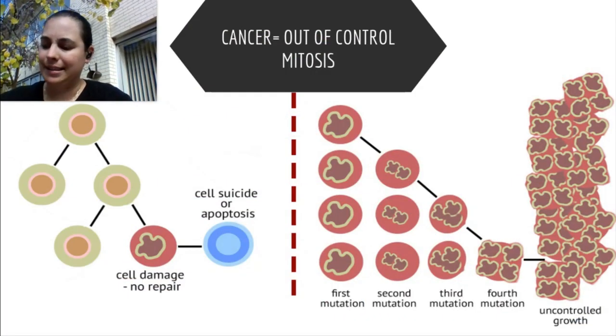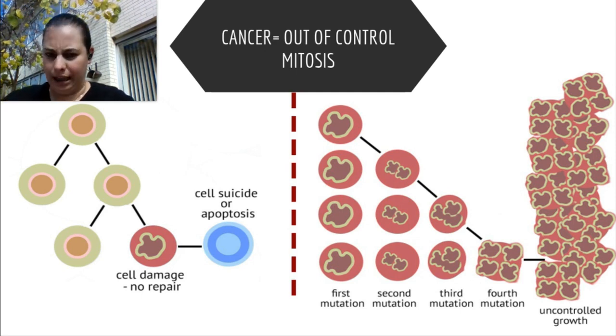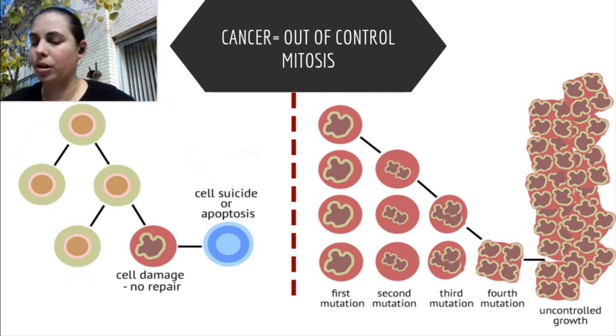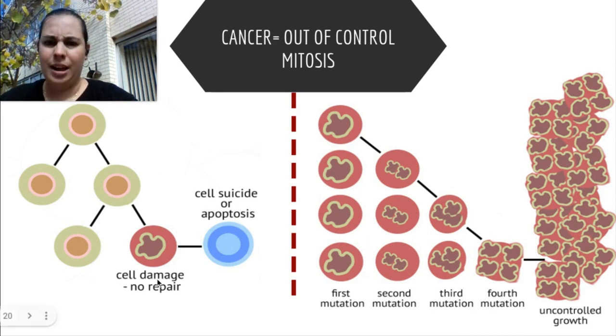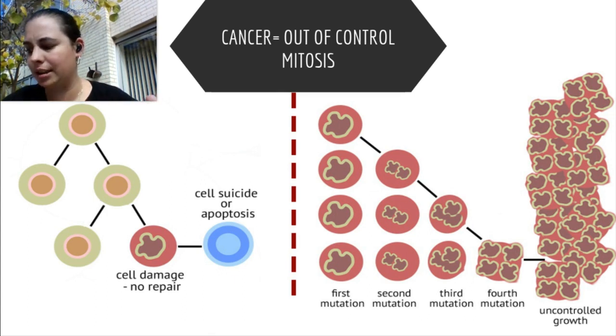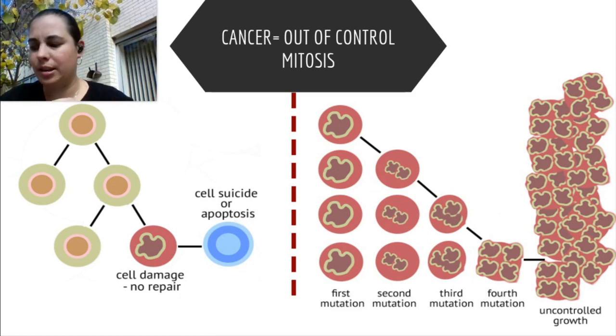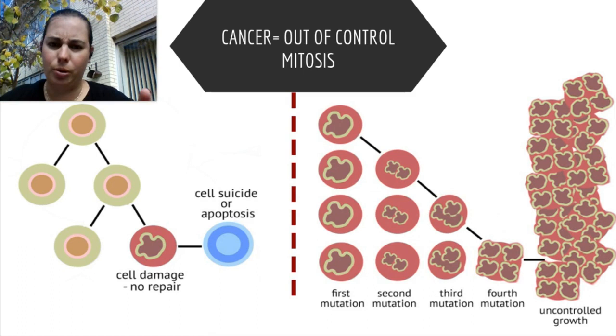Now, when mitosis doesn't go correctly, that is cancer. Cancer is when mitosis goes out of control. In a typical cell, if it's damaged or mutated, it'll go through cell suicide, or apoptosis. In cancer, which is over on this side, if there's a mutation or damage, it still continues to divide like crazy. This out of control mitosis continues until you have a whole blob of cells, and that's called a tumor. So a tumor forms through uncontrolled cell growth.